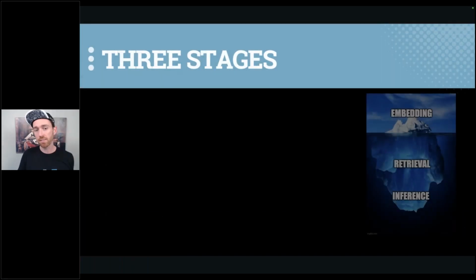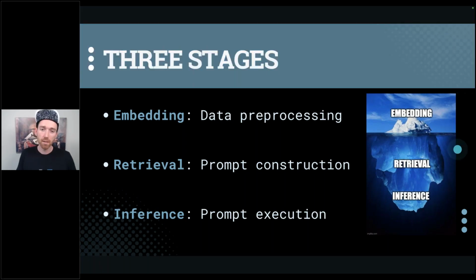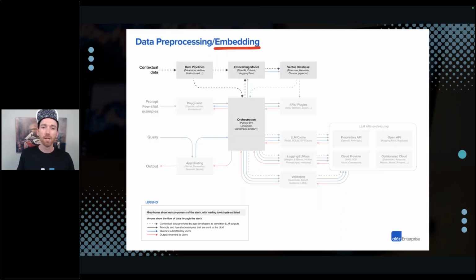So there's 3 stages in this stack: embedding, retrieval, and inference. We've already talked about each of these. This might be a little bit hard to read, but embedding is about getting the data in, running it through the embedding model, building a vector DB, and orchestrating somehow, whether it's with Python or LangChain or LlamaIndex or something else.